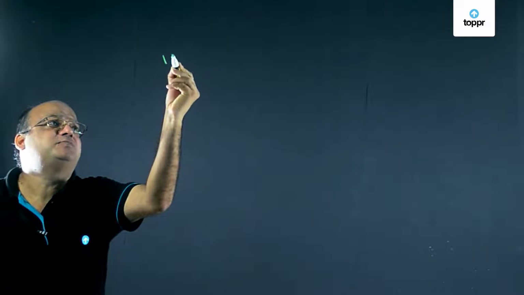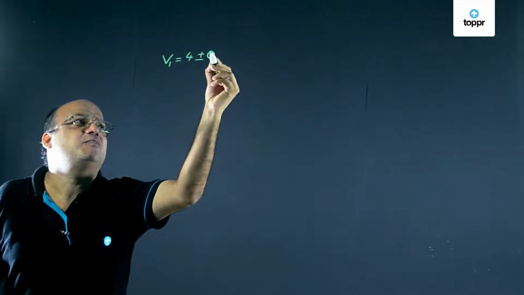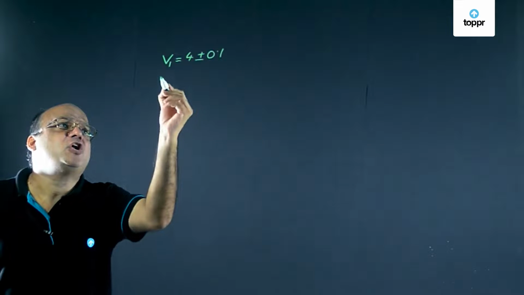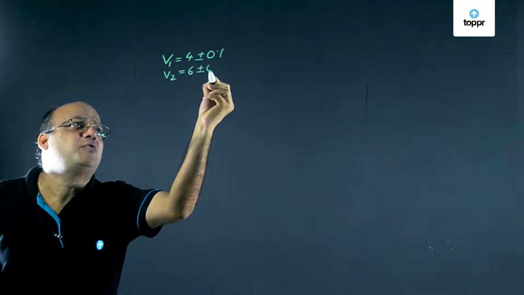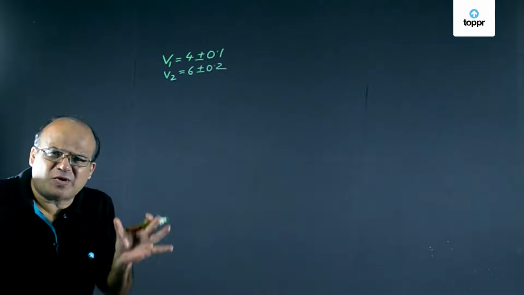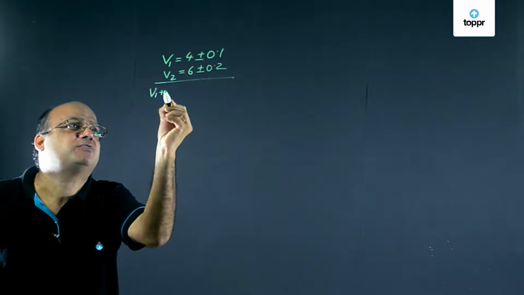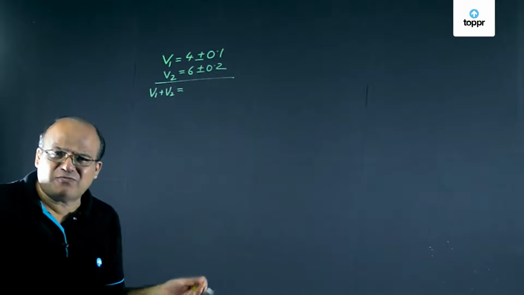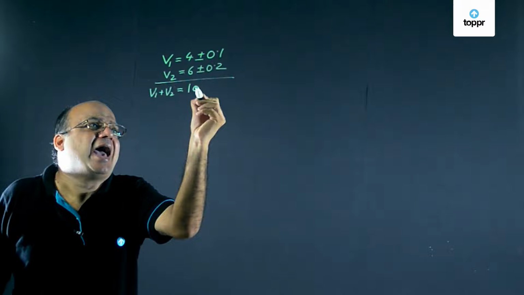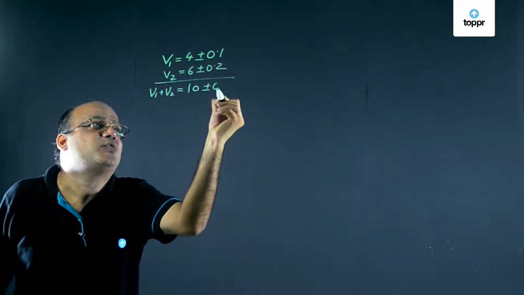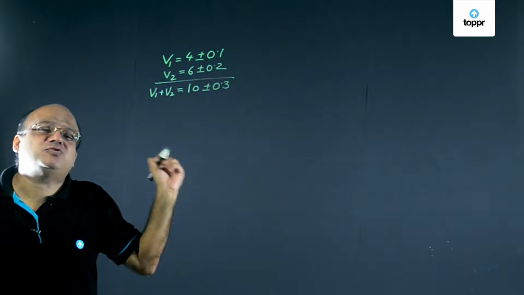Suppose the volume of one object is 4 plus minus 0.1. The volume of the second object is 6 plus minus 0.2. So what is the sum of these volumes? So V1 plus V2 we want to find out. When you are adding volumes, it adds the volumes. So 6 plus 4, 10. And the errors also get added. So we get 0.3. So this is the sum of these two volumes.